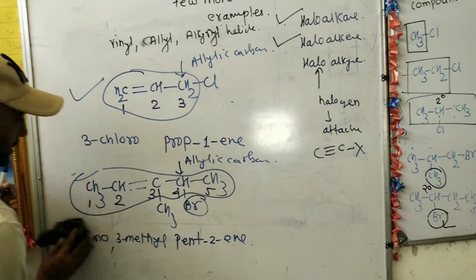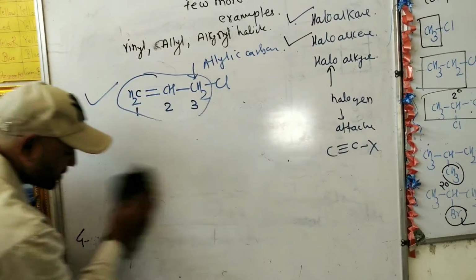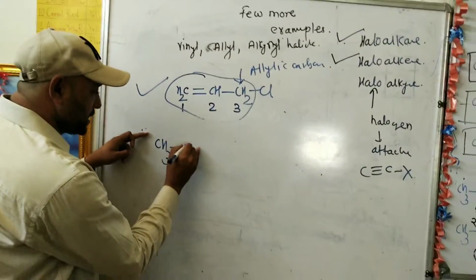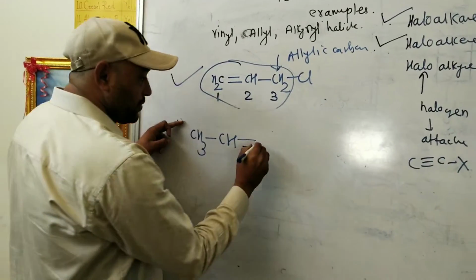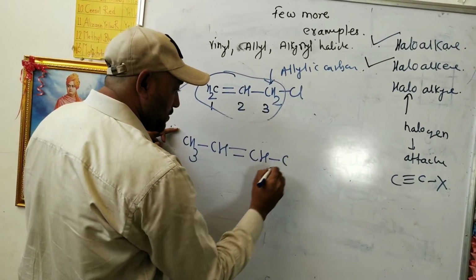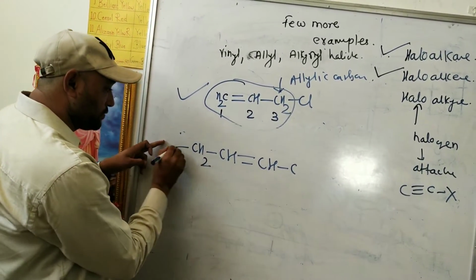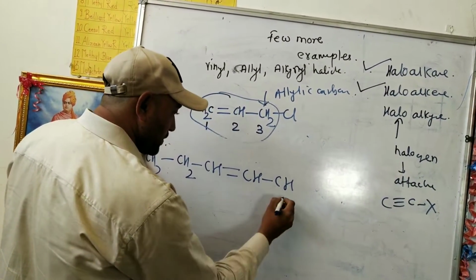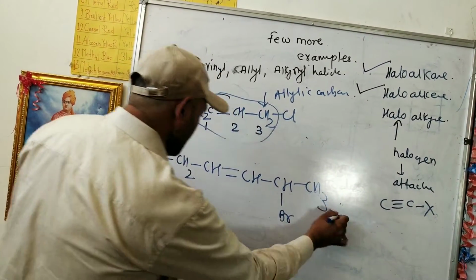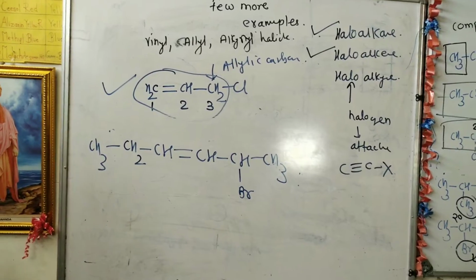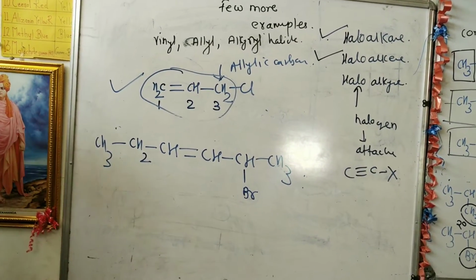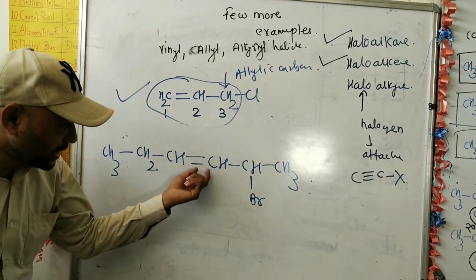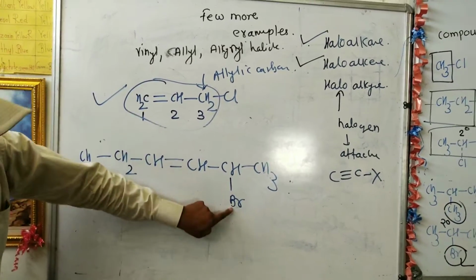For your kind information, sometimes such a type of example is given: CH3 CH double bond CH, CH2 CH3, CH Br CH3. Look at that. Here also this example comes under allylic halide. Why is this an allylic halide? Because next to the carbon-carbon double bond is the allylic carbon to which bromine is attached.